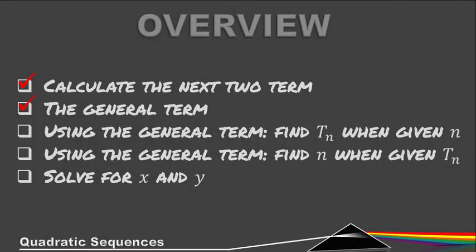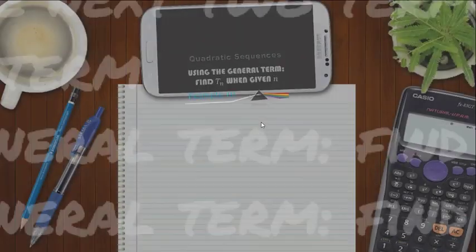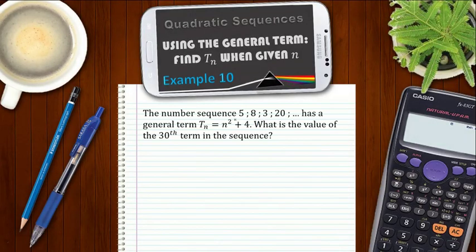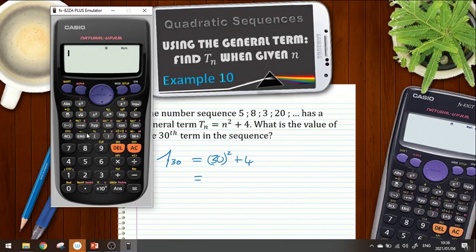Okay, general term done. Now let's see how to use it. Example 10 says the number sequence, which we saw in the first example, has a general term of this, which we worked out. What is the value of the 30th term? Okay, so this is peanuts. This is really easy. So the 30th term, T30, I just substitute in 30 for n. So I just say, okay, my n value is then 30 squared plus 4, and then we just basically calculate that.